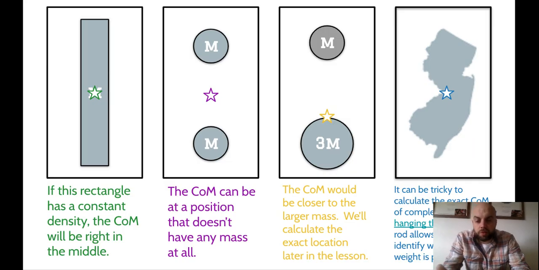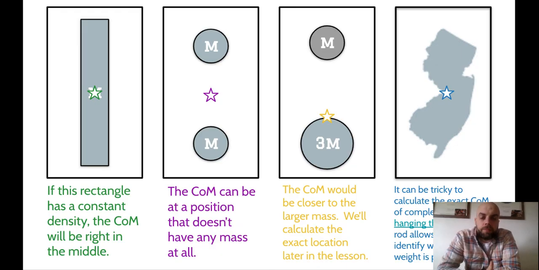For the first green rectangle, as long as it is a constant density, the center of mass would be right in the middle. And you would be told explicitly if something has a non-constant density. But in this case, just a regular old rectangle, the center of mass will be right in the middle. If you took any regular old rectangle and tried to balance it, it would balance right in the middle. If you took a meter stick and balanced it, it would balance right at the 50 centimeter mark.